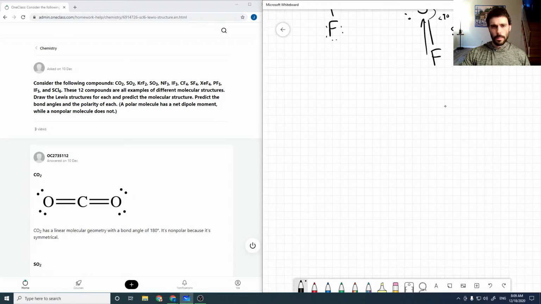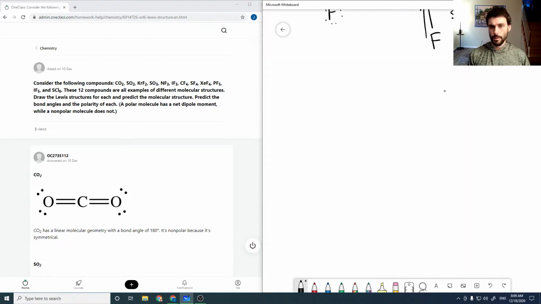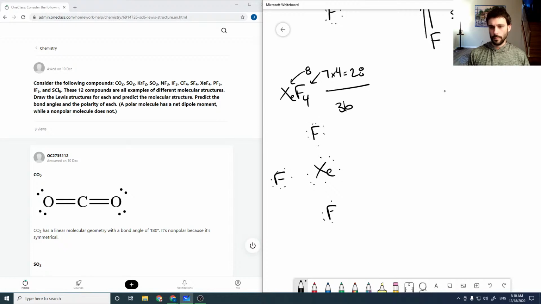Okay. And then XeF4. So we've got 8 valence there. 7 times 4 equals 28, for a total of 36. Our xenon is going to need to have 4 bonding partners, but it has an extra couple electrons, so I'll just plunk them there. And like this, so we got our bonds.